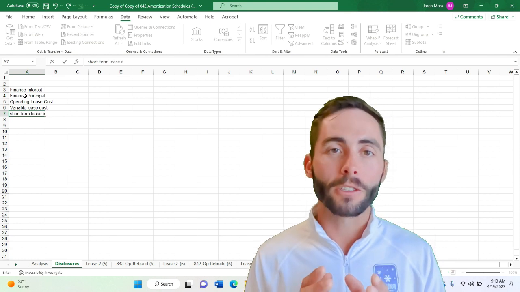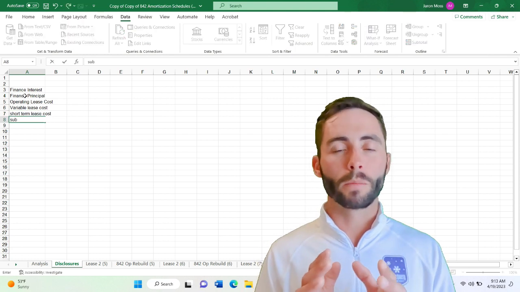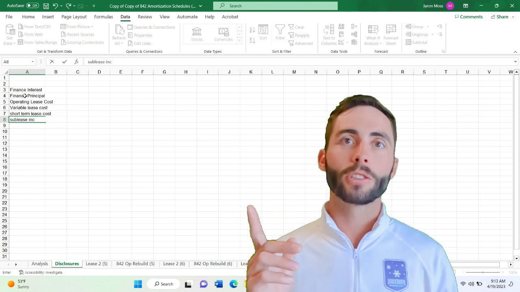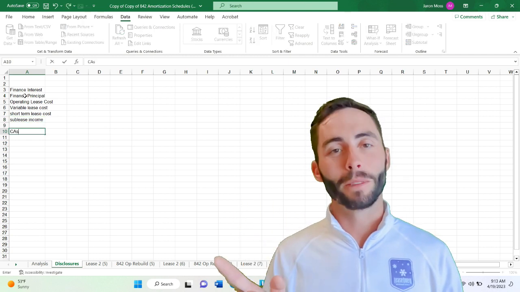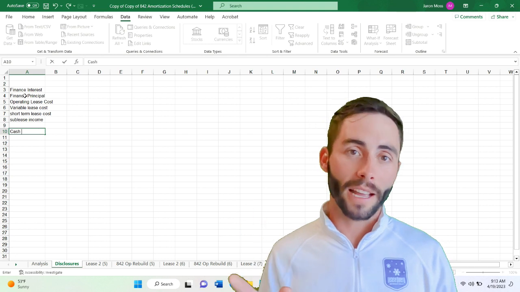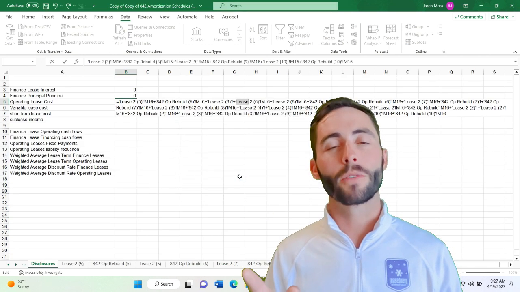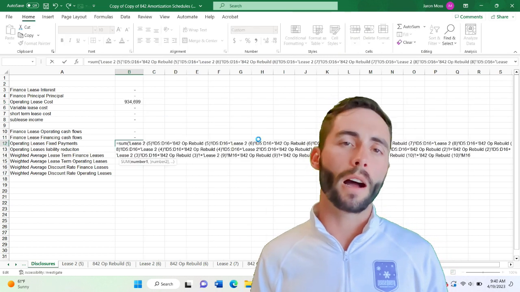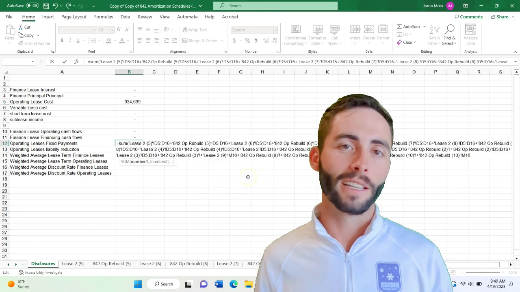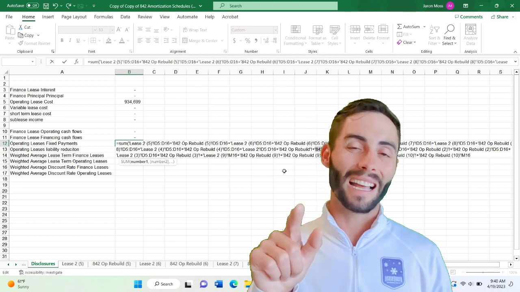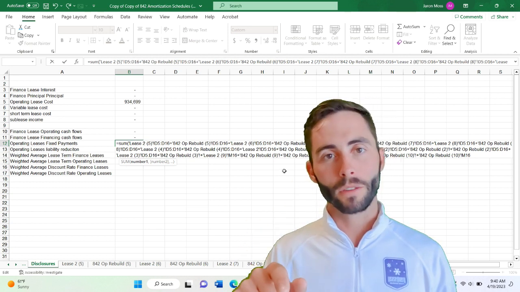Now, for the disclosures, I started with the complete disclosures report, which is essentially your lease cost separated by operating, finance, short-term, variable, and sublease income. Next, I moved on to the cash flow disclosures, my new right-of-use assets for the year, and the weighted average discount rate and lease term, and those all are separated by operating and finance leases. Now, I tied the report, the complete disclosure report, back to each tab within the amortization schedules or the pivot tables.